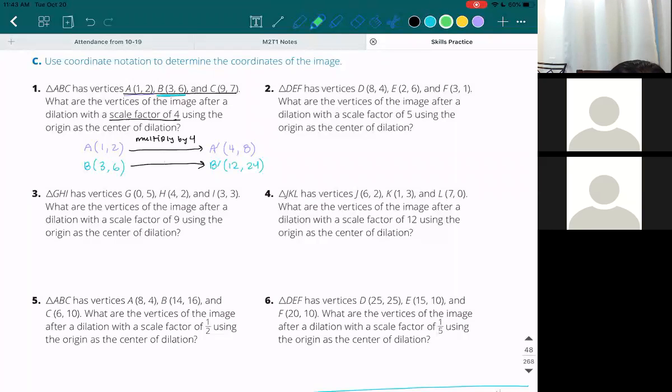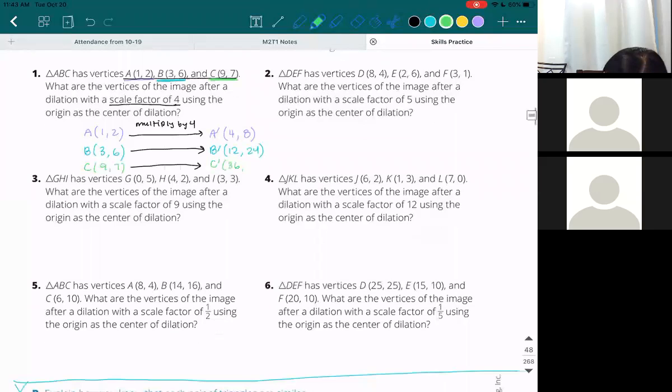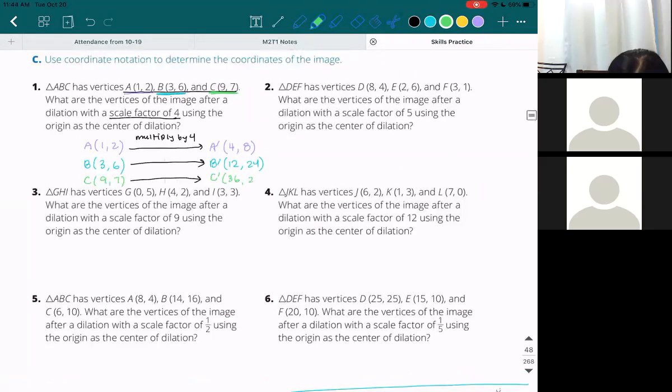And then last but not least, we have the coordinate C. So C is 9, 7. And is it 36 or 38? 9 times 4? 36. Okay. And then 7 times 4? 28, right? Yes, good. And so your answers are your primes. So A prime, B prime, and C prime. These are your answers. That's all we're doing for C? Yeah. And so that's the first example.